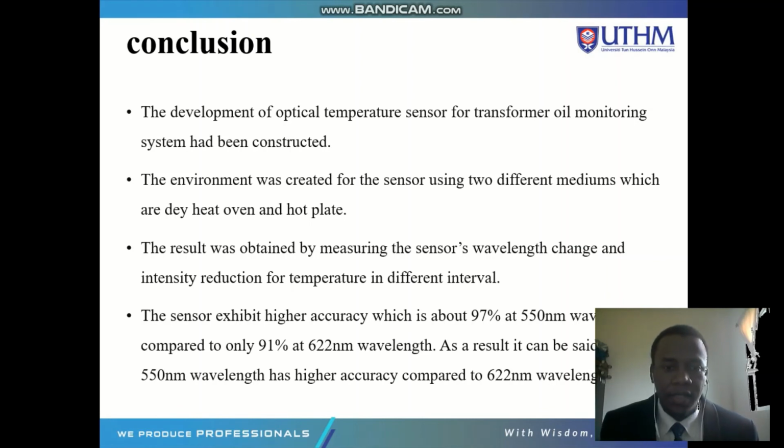So for the conclusion, we can say that the development of the optical temperature sensor has been done successfully. The environment was created for the sensor using different media, which are the dry heat oven and hot plate. The dry heat oven we used to identify the length of the fiber, and the results showed that the sensor wavelengths change and the intensity reduces with temperature in different intervals, either 10 or 5. At the end, we consider the sensor to exhibit a high accuracy of about 97% at 550 nanometer wavelengths compared to 91% at 620 nanometer wavelengths. As a result, the 550 wavelength is more accurate compared to the 620 nanometer wavelength.